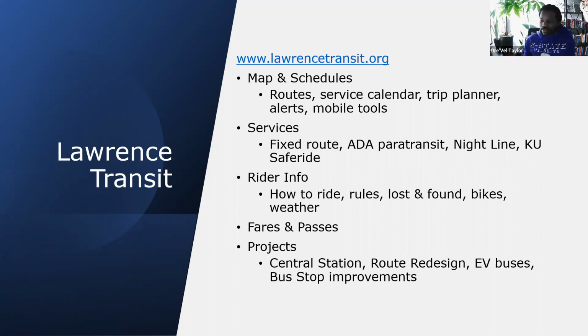There's information that's slightly relevant about fares and passes, since we're doing fare free this year, but that may become relevant again next year. And then there's a tab on upcoming projects. So currently we are working on Central Station, our new transfer station. And then with that completion will be route redesign. There's information on our electric buses. We currently have 5 of those. And I think we're getting 2 more this year and another 2 a year or 2 from now. And then there's information on bus stop improvements. We get a lot of questions about bus stop improvements.